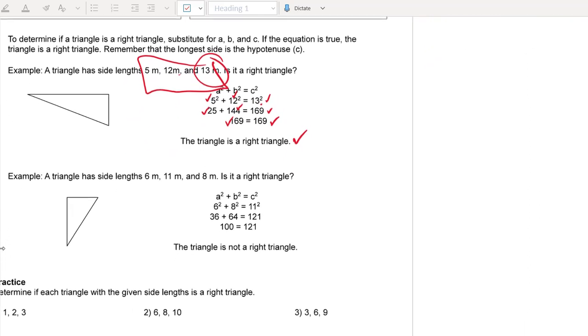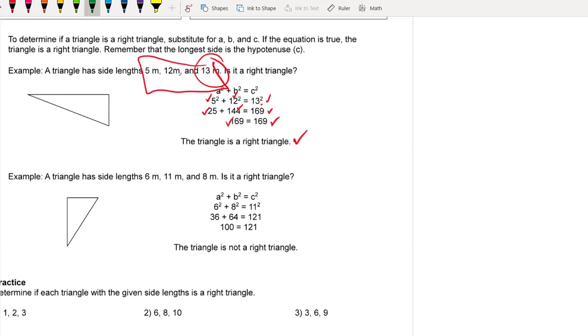Let's look at the next example. We've got 6, 11, and 8. Now these are not in order from least to greatest, so we're going to have to rearrange that to 6, 8, 11. Then we substitute that into the Pythagorean theorem, a squared plus b squared equals c squared. Then 6 squared is one leg, 8 squared, 8 is the second leg, and 11 is the hypotenuse, so it goes in for c.